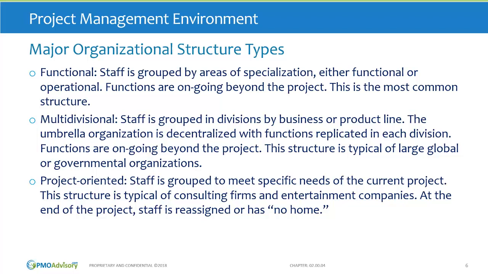Multi-divisional organizations are basically multiple functional organizations grouped together by business or product line into divisions. So the umbrella organization is decentralized and the functions are replicated in each division. This structure is common for very large global organizations or governments.